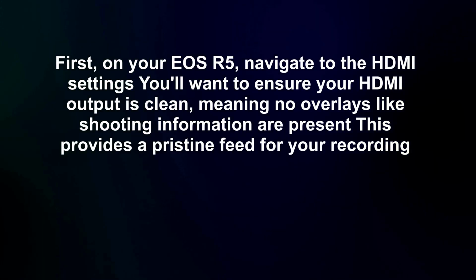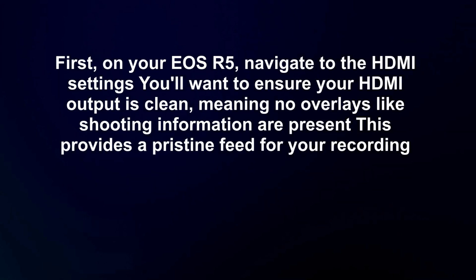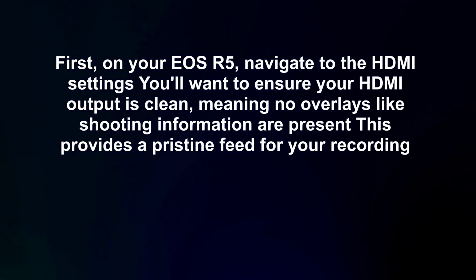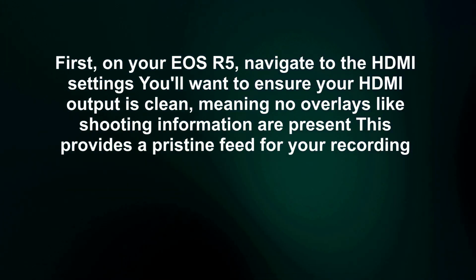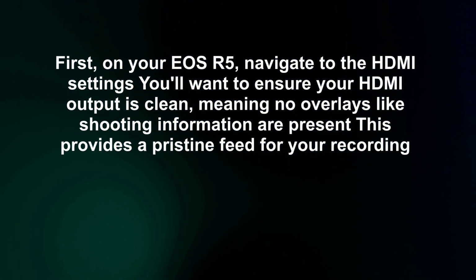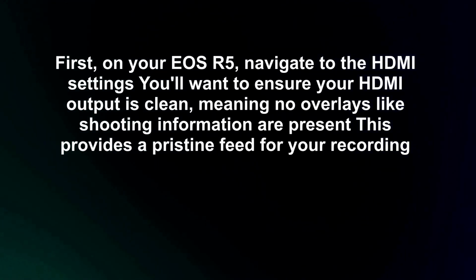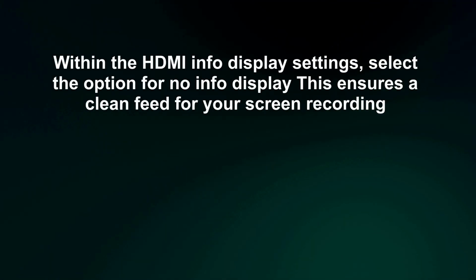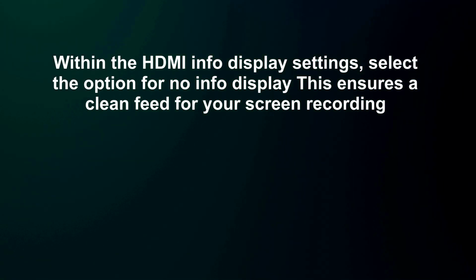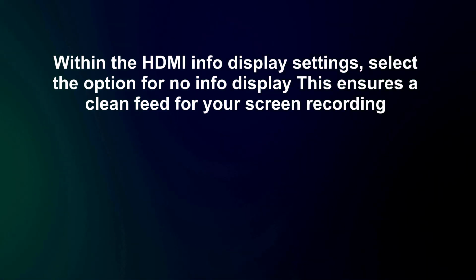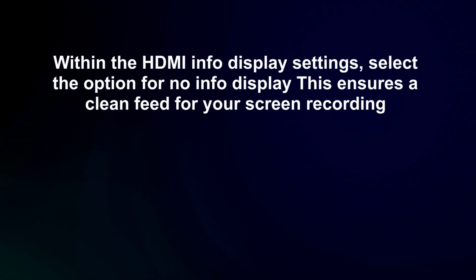First, on your EOS R5, navigate to the HDMI settings. You'll want to ensure your HDMI output is clean, meaning no overlays like shooting information are present. This provides a pristine feed for your recording. Within the HDMI info display settings, select the option for no info display. This ensures a clean feed for your screen recording.